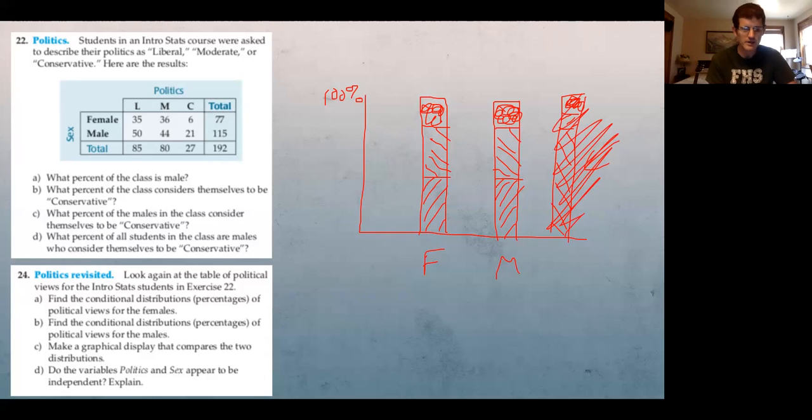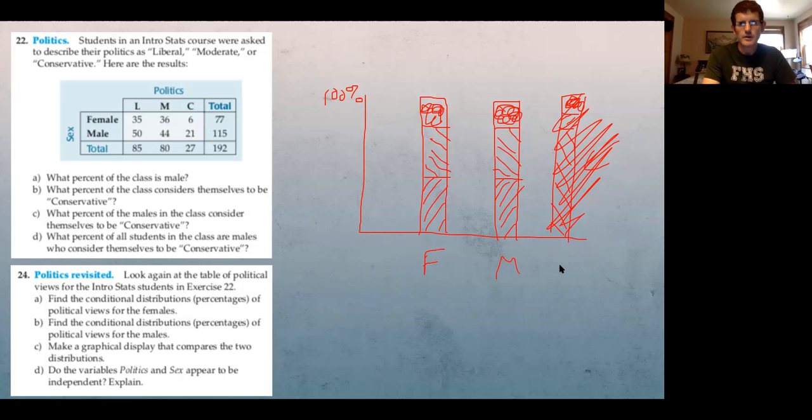Because there's no big difference, we would say that they appear to be independent, meaning there's no association between gender and political choice. We're not going to say females are preferentially liberal, males are preferentially moderate, or anything like that. Seems like that doesn't matter. So does that make sense? Okay.